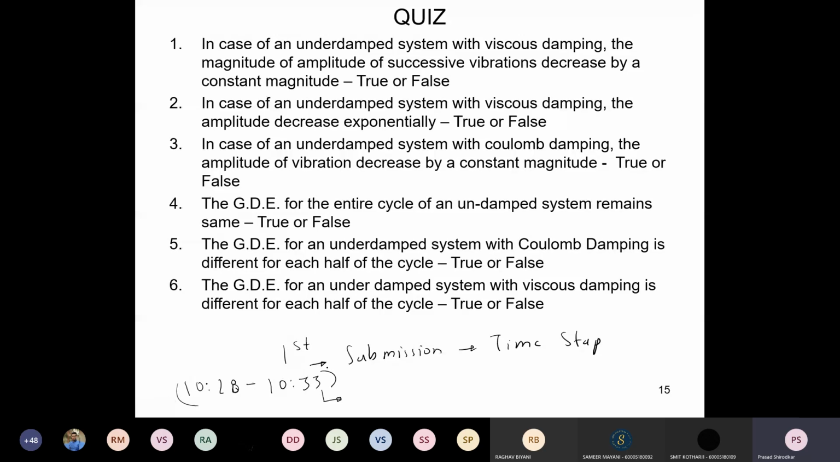No, it cannot be around. So it is 10:20 to 11:20. Your answer for this question cannot be at 11:20. If the timestamp is at 11:20, then those answers will be given 0 marks. All right. So you have to submit it within this time frame itself.